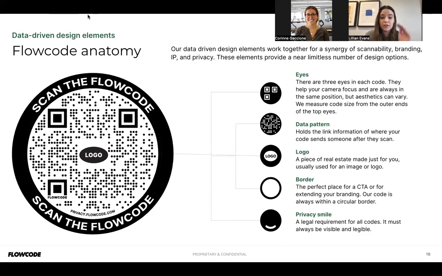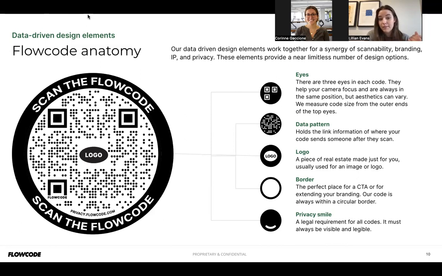From there, it can start to look at the data points, which are the circles in this case. Those data points tell the phone where to go for the destination. In our case, that could be a URL, it could be a PDF, it could be one of our flow pages. There are really tons of different options for where we can send the code.